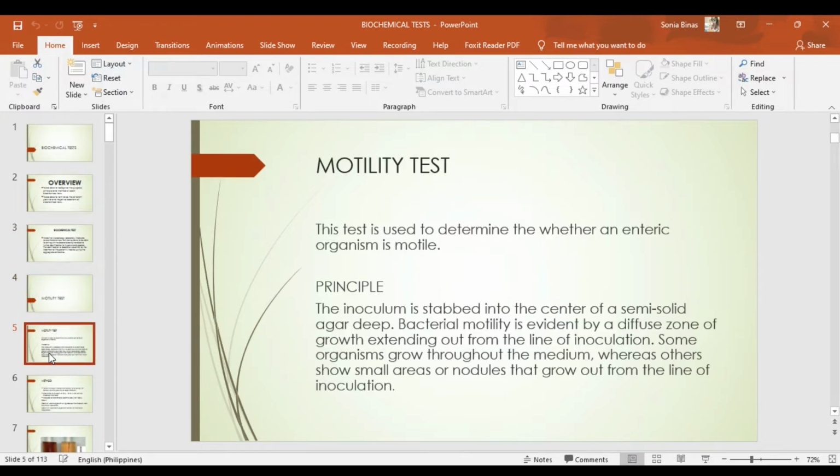So motility test is used to determine whether an enteric organism is motile or non-motile. So the principle of this is that the inoculum is stabbed into the center of a semi-solid agar deep. Bacterial motility is evident by a diffuse zone of growth extending out from the line of inoculation. Some organisms grow throughout the medium, whereas others show small areas or nodules that grow out from the line of inoculation.